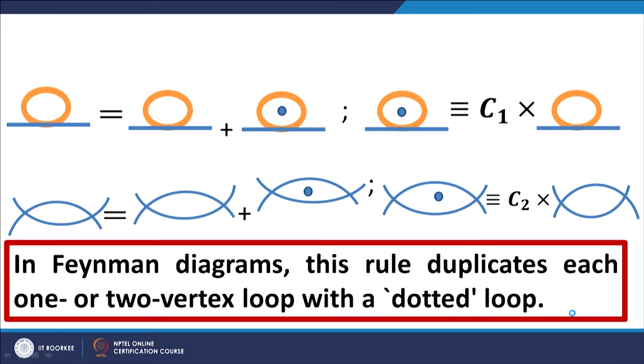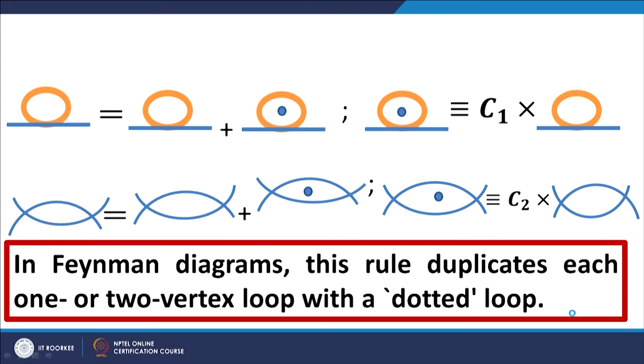Diagrammatically, in terms of Feynman diagrams, the two rules translate to what is shown in your figure. In this figure, if you have a loop with one vertex, that is the upper diagram, it translates to a loop and a dotted loop, where a dotted loop is C1 into the original loop.